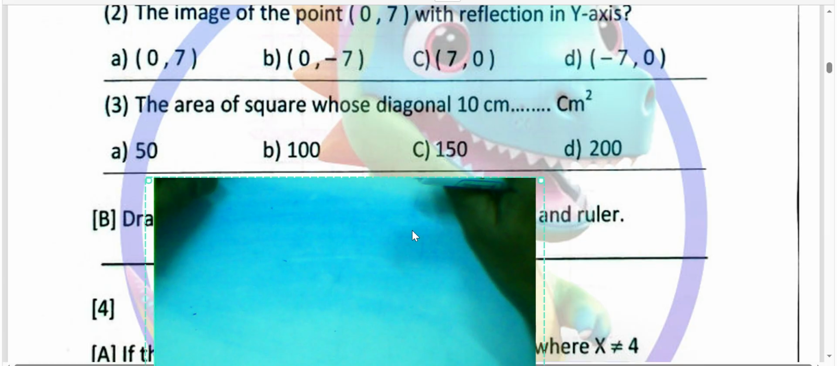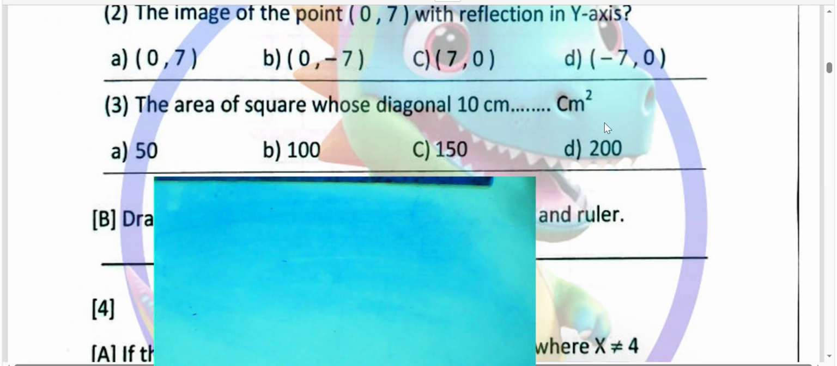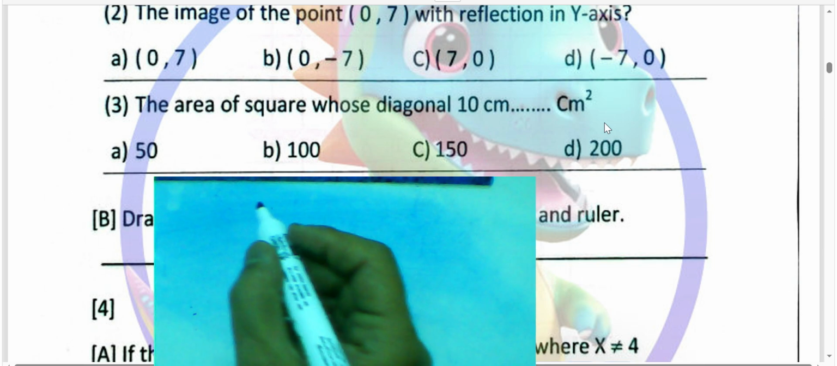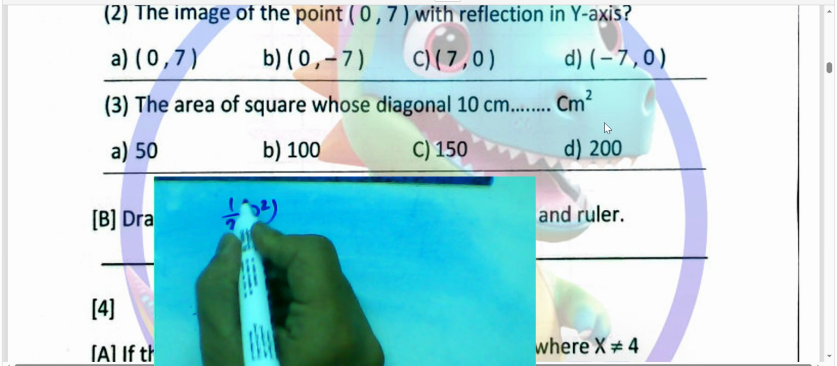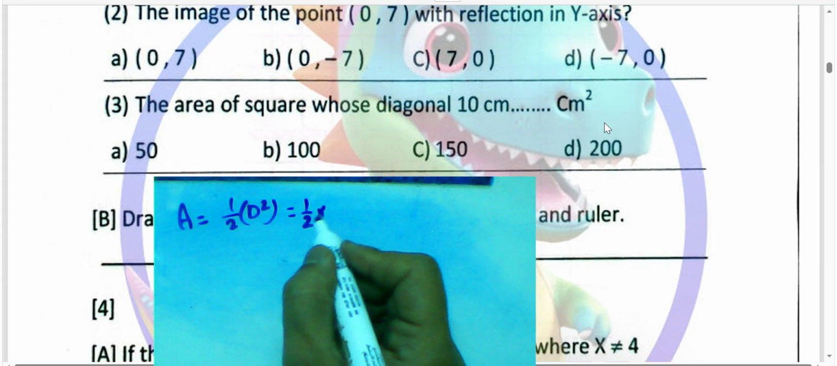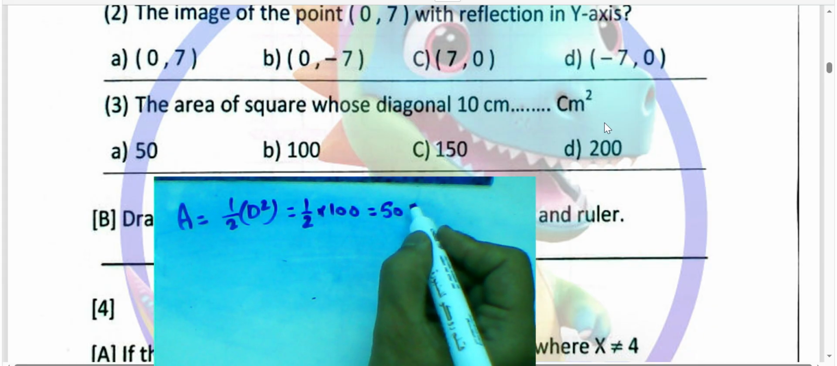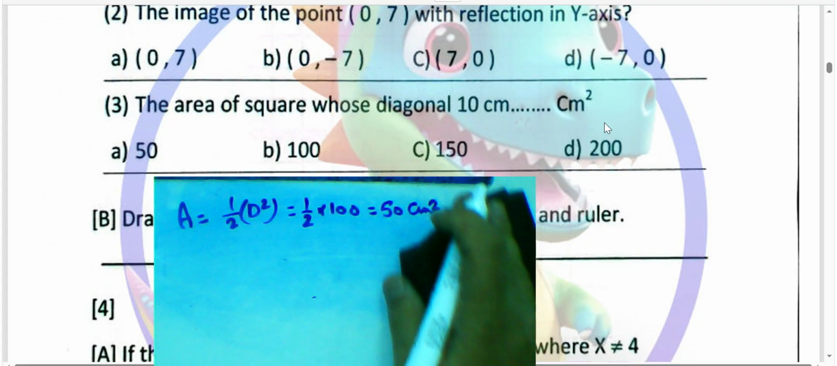The area of a square whose diagonal is 10 centimeters is blank square centimeters. We can find the area as half diagonal power 2. Area of square is half diagonal power 2. Diagonal 10, 10 power 2 is 100. Half of 100 will be 50. Then the area will be 50 square centimeters.